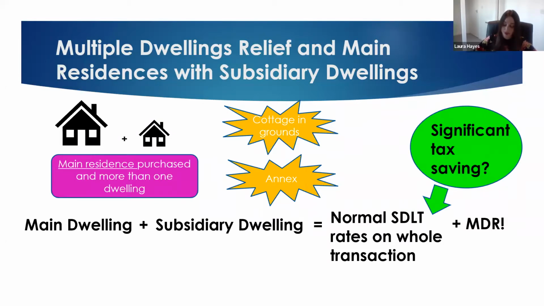You might come across this where somebody is purchasing a main residence, a main property, and then there is a cottage or an annex, and the cottage or the annex meets the conditions to be a subsidiary dwelling to the main dwelling. In addition to the normal SDLT rates applying in that circumstance, multiple dwellings relief can also be claimed, and that has been confirmed by HMRC. So this can result in a significant tax saving. We've seen this coming up quite frequently recently, so it's a very valuable point to be aware of.